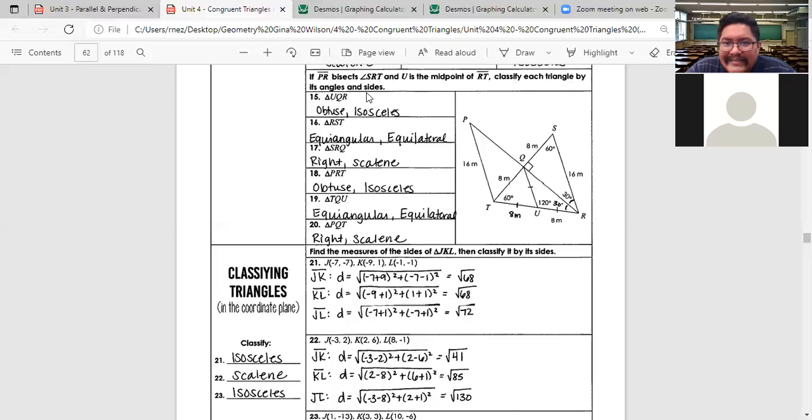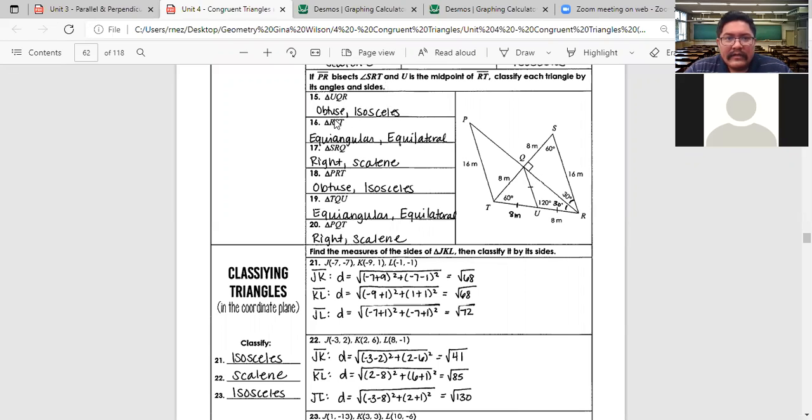Classify each triangle by its sides and angles, or angles and sides actually. So let's go ahead and look at the first one. Number 15 is UQR. So that's this one right here. If we look at it, we can see that the angle is over 90 degrees, it is 120 degrees. So that would mean that this is an obtuse triangle. It also has two matching sides, right? Because this is 8 and that's 8, you can see because of these marks that they're both 8 meters. Since they're both 8 meters, they are isosceles, so obtuse isosceles.